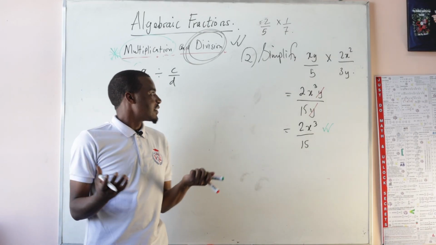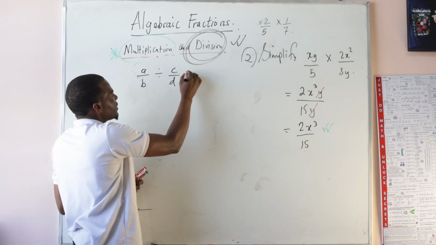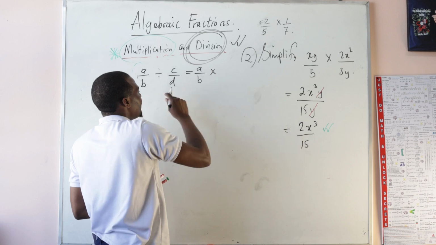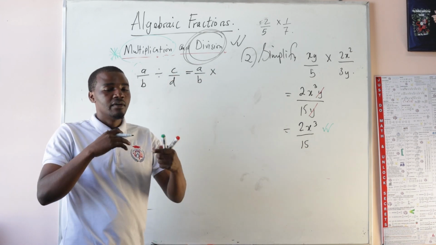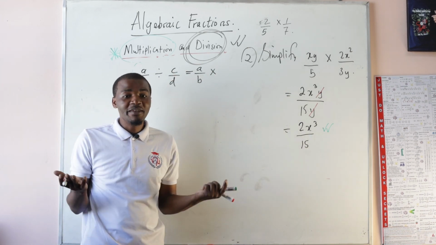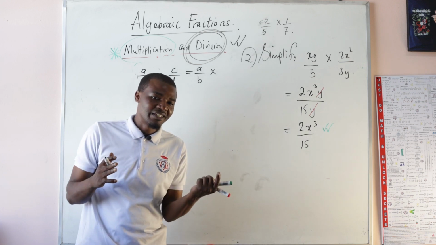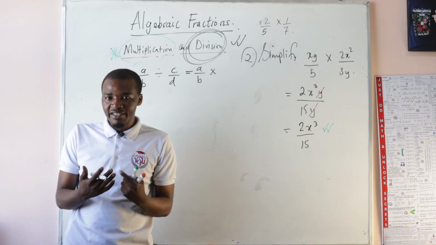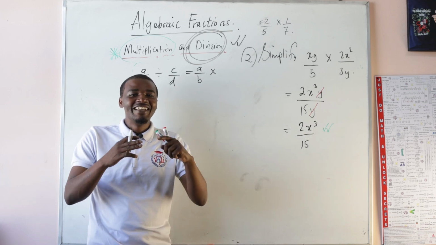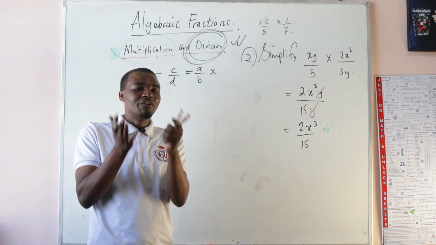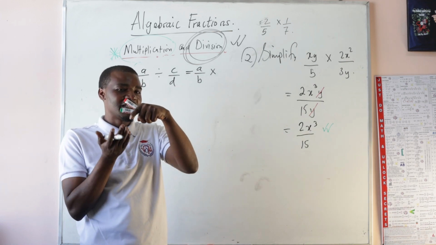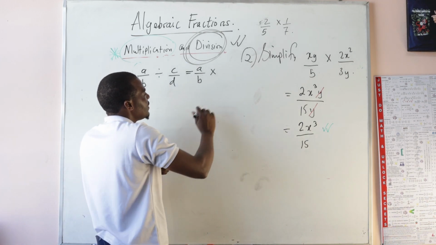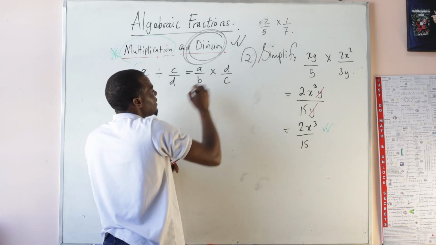This is very interesting. What we have to do is keep the first fraction and then multiply by the reciprocal of the second fraction. What do I mean by the reciprocal of a fraction? The reciprocal of a fraction is the multiplicative inverse. It is the situation whereby you flip: the numerator becomes the denominator and the denominator becomes the numerator. So here the reciprocal of c over d is d over c.